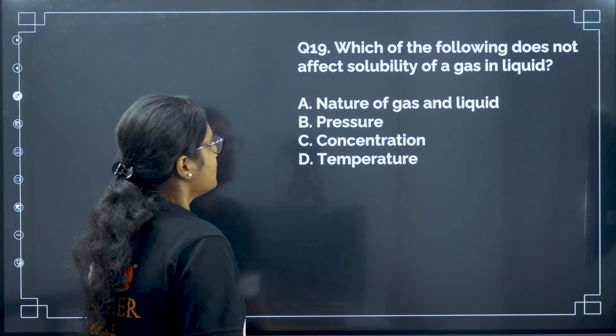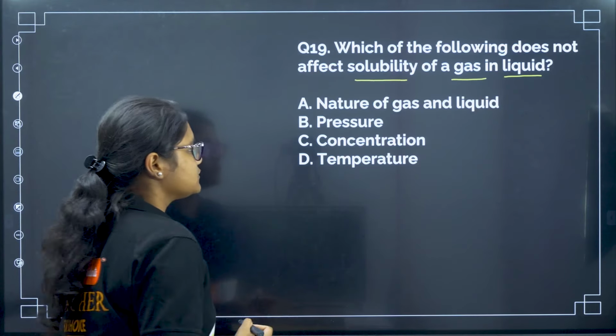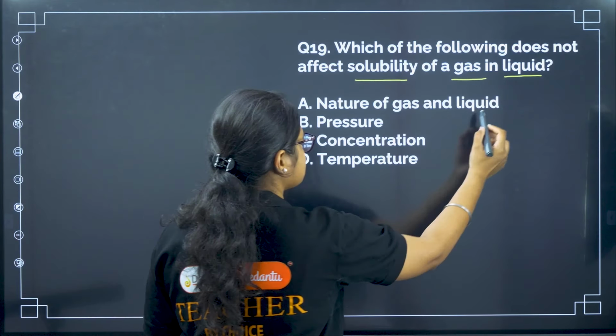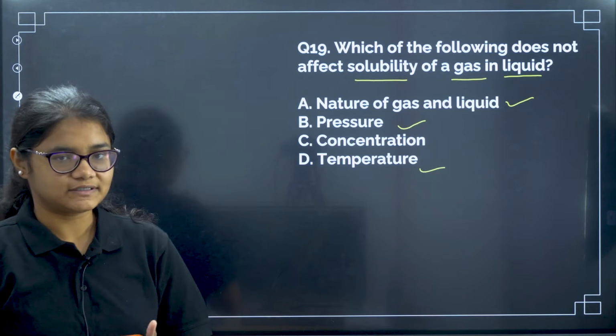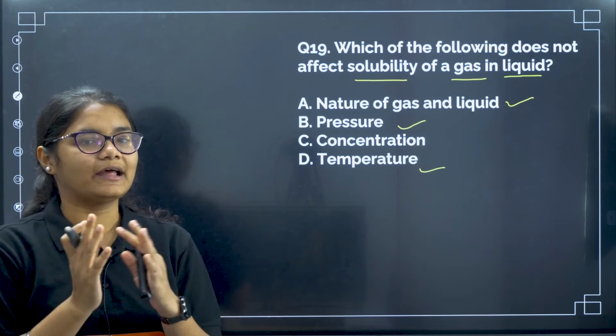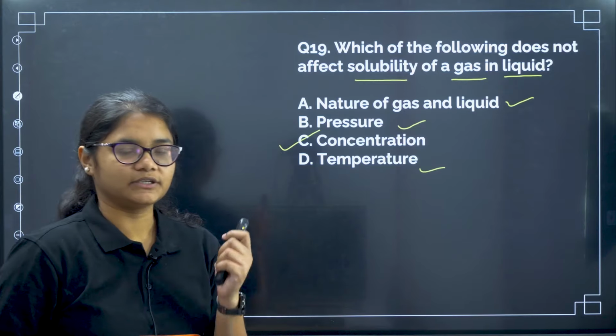Next, which of the following does not affect the solubility of a gas in a liquid? Solubility of a gas depends on the nature, pressure and temperature. What it doesn't depend on is concentration. There is no saturation when gas is dissolved in a liquid. So the correct answer for this question will be option number C.